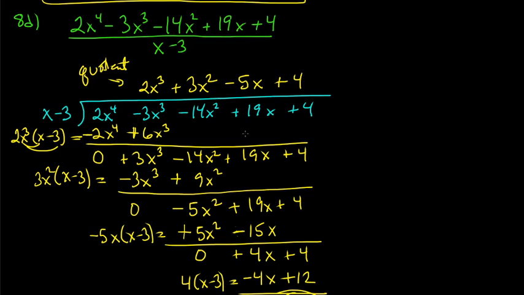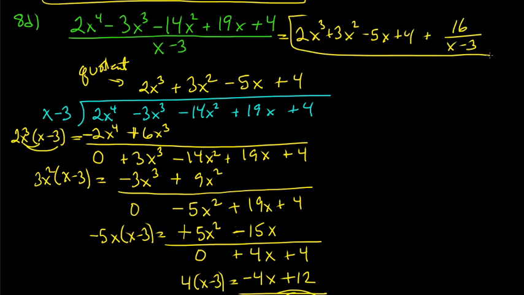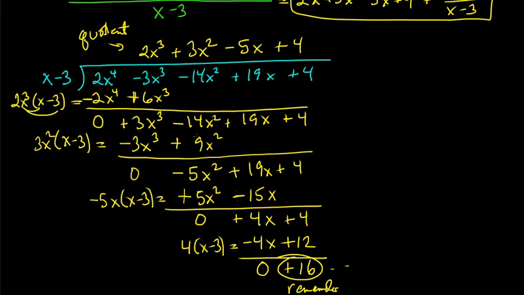So the way to write the answer then is to write down the quotient, so 2x cubed plus 3x squared minus 5x plus 4. And then write the remainder, 16 divided by the divisor, x minus 3. Yeah, remainder 16. But the last term here is 16 over x minus 3. All right, so I hope that helps.